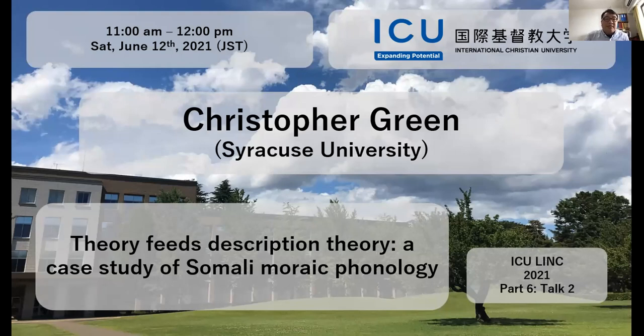Christopher Green from Syracuse University is an assistant professor of linguistics there. He specializes in prosodic phonology, the phonology-morphology interface, and field linguistics. He has worked primarily on African languages, and many of them, including but not limited to Mande, Cushitic, Dogon, Jarawan, and a couple of languages from the Bantu families.